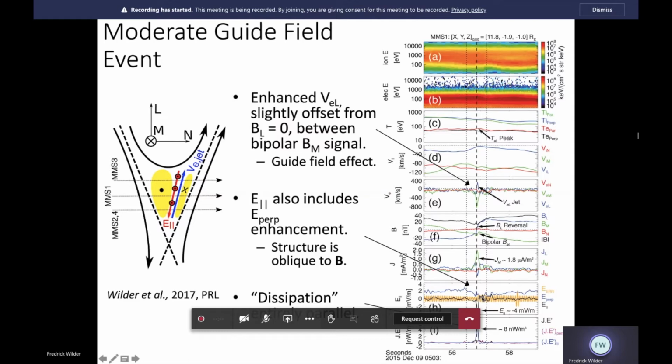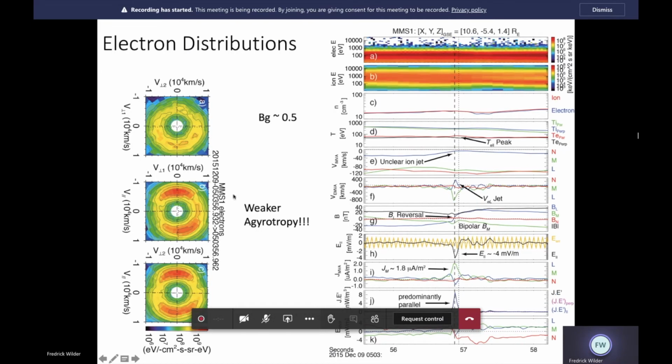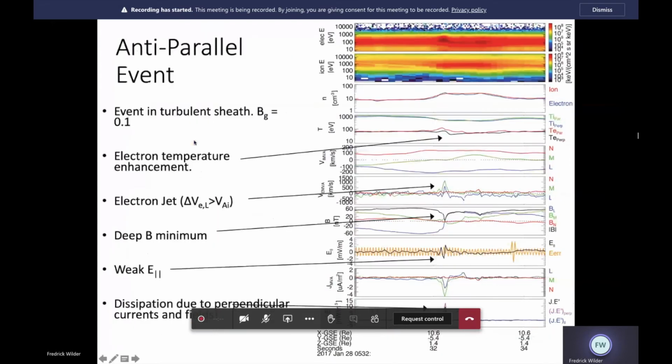But what we see is the same as the high guide field. We see very large parallel electric fields. And the dissipation is almost entirely due to currents and electric fields parallel to the magnetic field. So it's much more like the high guide field than the anti-parallel case. And if I go forward, when we look at the distributions, here's our perpendicular distributions. You can see we do see crescents here, but they are much weaker than the crescents we saw for anti-parallel reconnection.